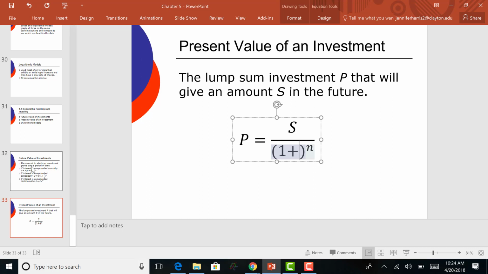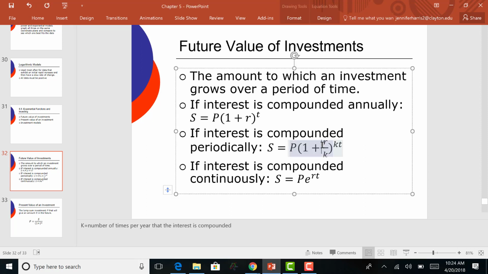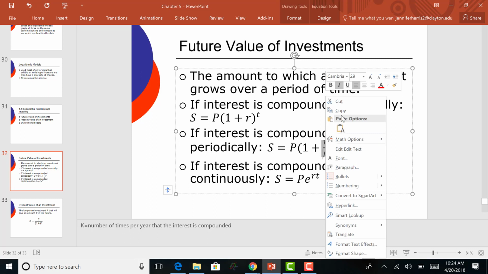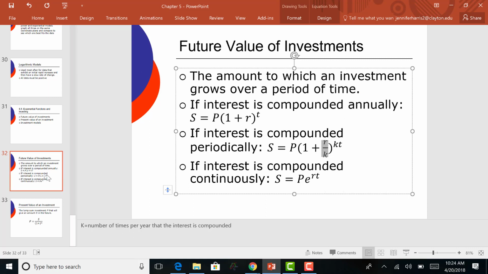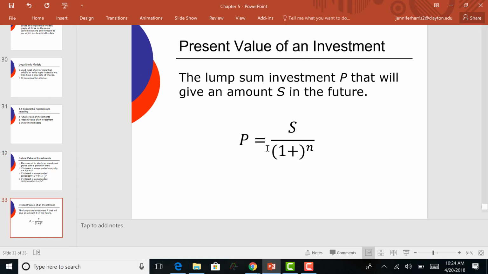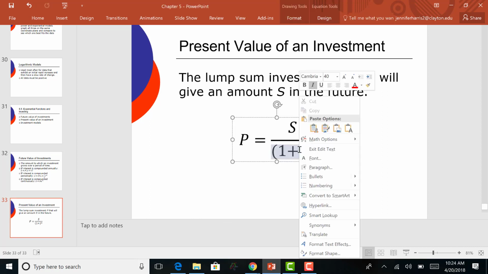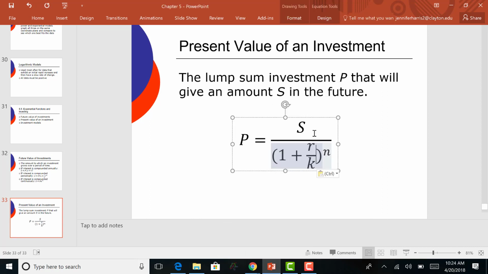All right, hold on. Let me go back to the other slide and copy this for a second. Copy. And now let me go to the next slide and paste that right there. All righty, and then this is being raised to the KT. All right, did you see how I changed that? I changed this formula, so go back and fix whatever it had there.